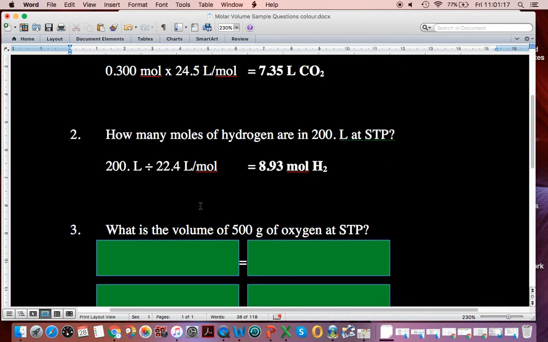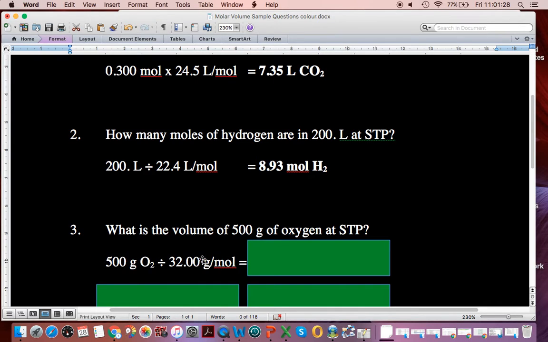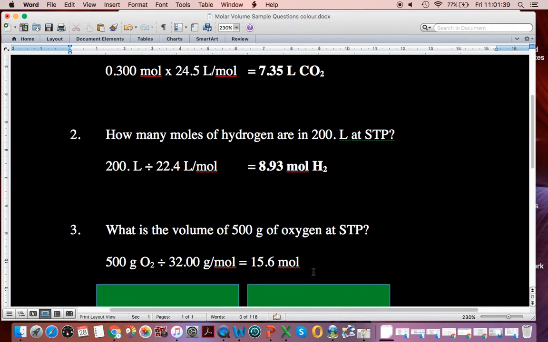Number 3, okay, what's the volume? I'm finding volume, but instead of being given moles, I'm given mass. So the pain of this question is I've got to convert my mass into moles first of all. So I take my 500 grams of oxygen, I divide by 32 grams per mole because I know oxygen by itself is diatomic. Now I've got my moles.